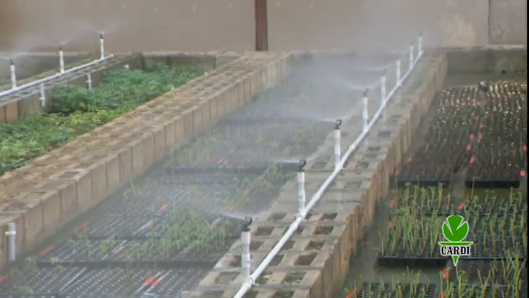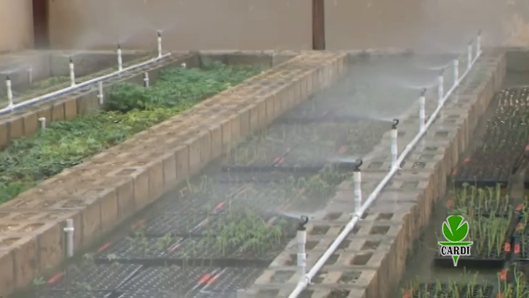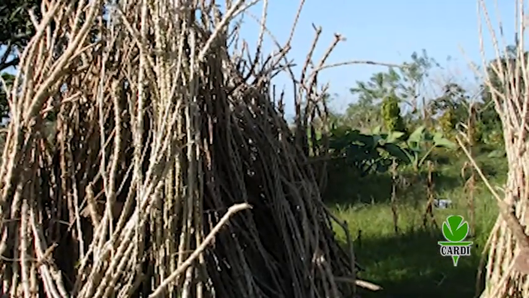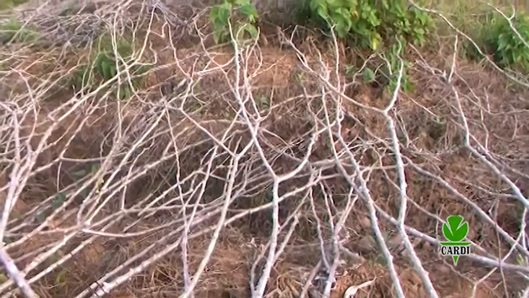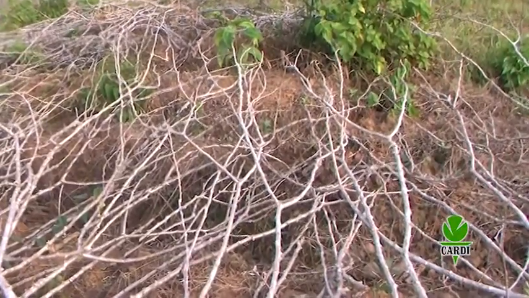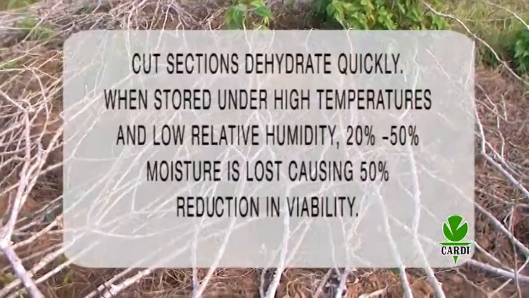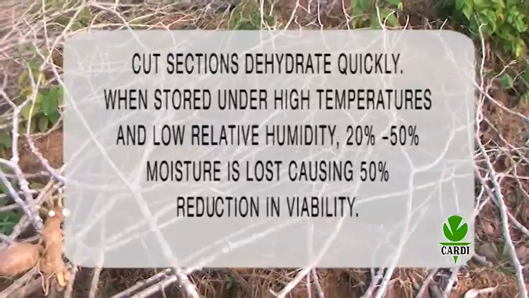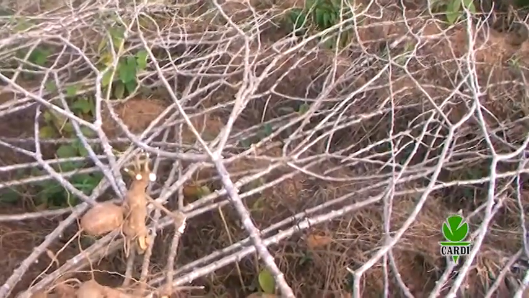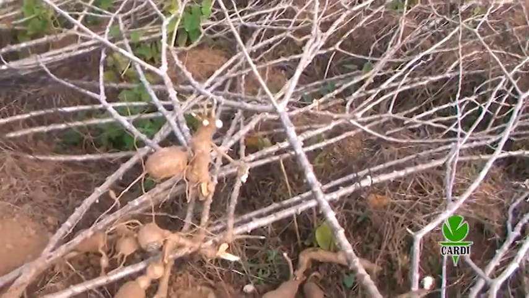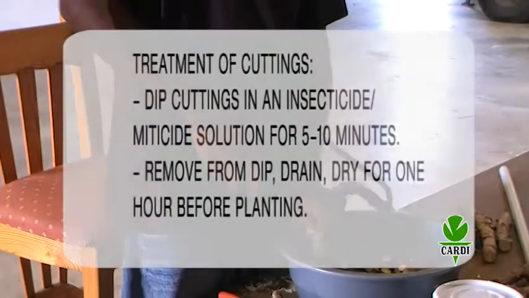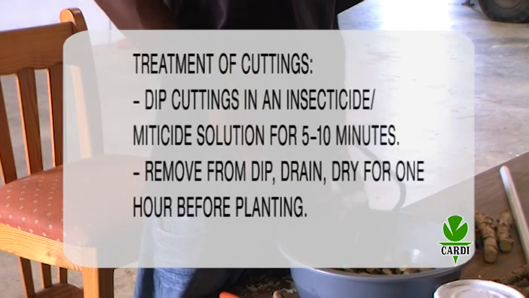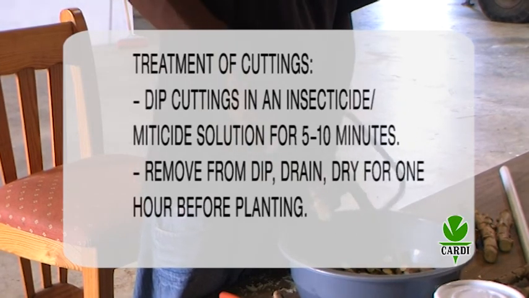Set viability is directly proportional to set moisture content, hormone content, and type. Cut sections dehydrate quickly. When stored under high temperatures and low relative humidity, up to 50% moisture is lost, causing a 50% reduction in viability. Latex flow is a good indicator of set viability. Cuttings should be dipped in an insecticide or miticide solution for up to 10 minutes, then drained for an hour before being taken to the field.